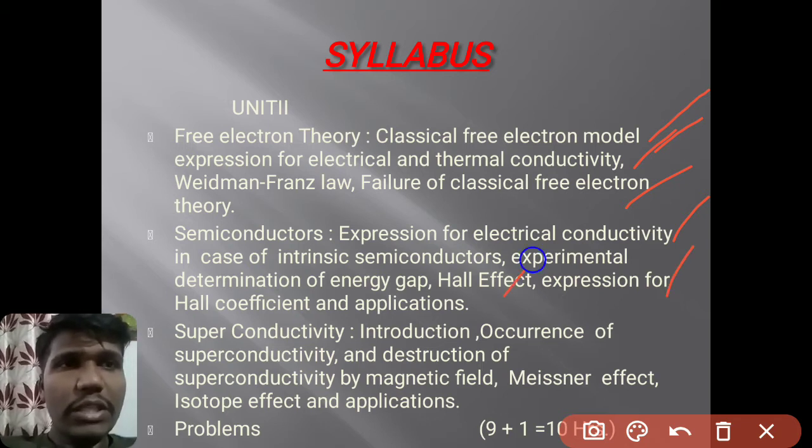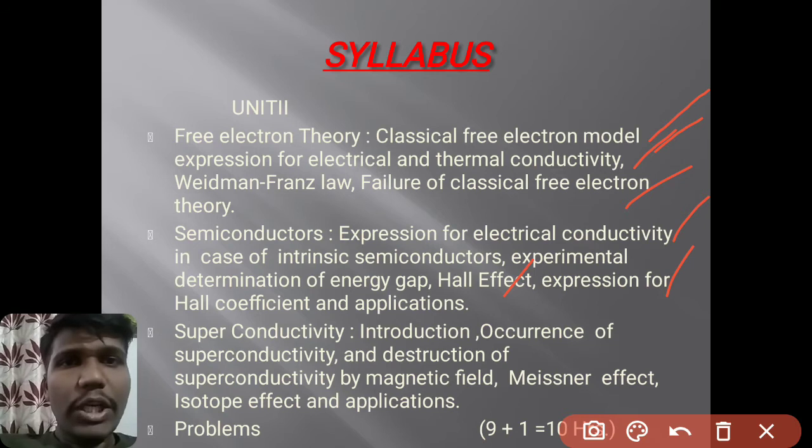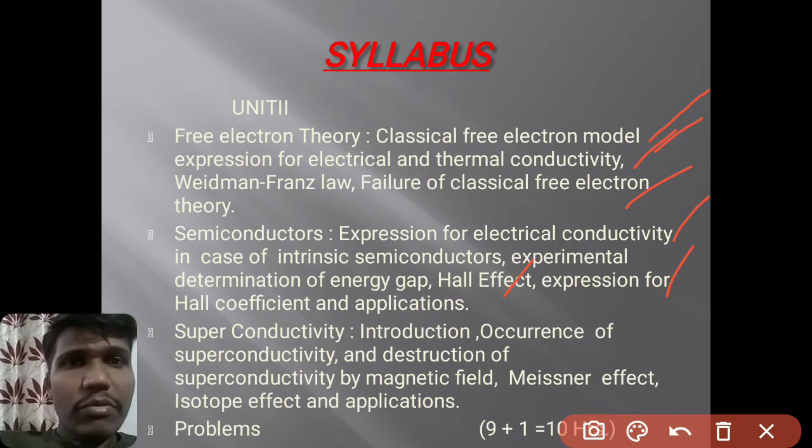That is the concept of the semiconductor. And the last one, the new concept, superconductivity. You may not know superconductivity. It is a newcomer in solid state physics. What is superconductivity? Types of superconductors, that is first type of superconductivity and second type. How superconductivity occurs, and how superconductivity is destroyed using the magnetic field, and applications of the superconductivity, that is the Meissner effect, isotope effect, and some of the important applications of superconductivity.